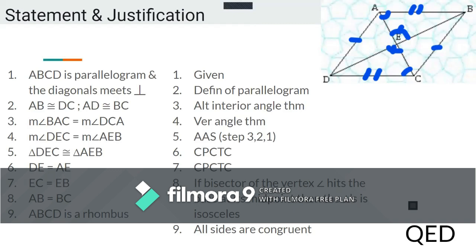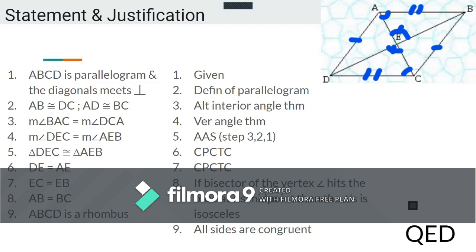Let's double check to be sure, so you guys don't get lost. ABCD is a parallelogram, and thus the lines must be perpendicular. Given, step 2: AB is congruent to DC and AD is congruent to BC. Why? Definition of a parallelogram: those two sides are parallel respectively to each other.